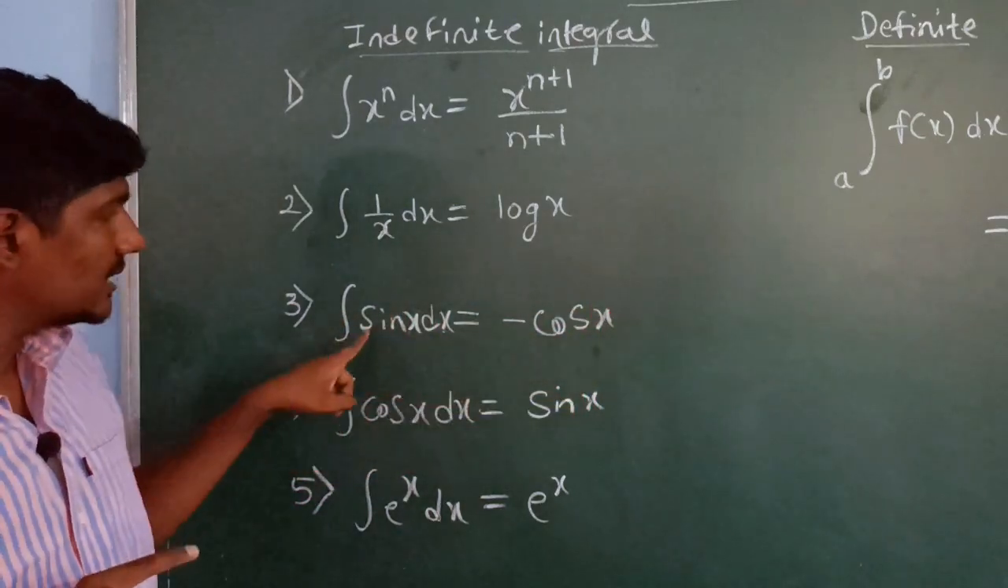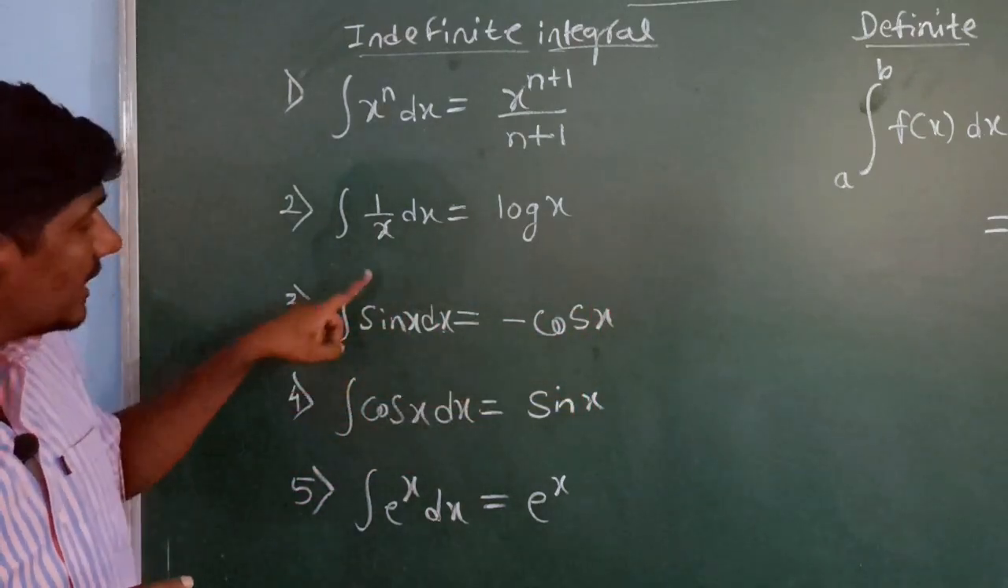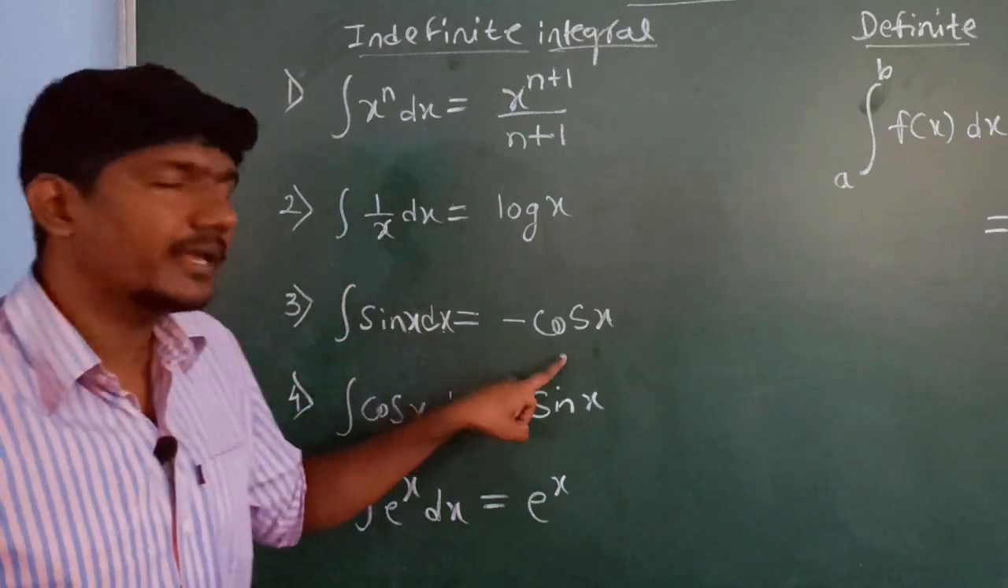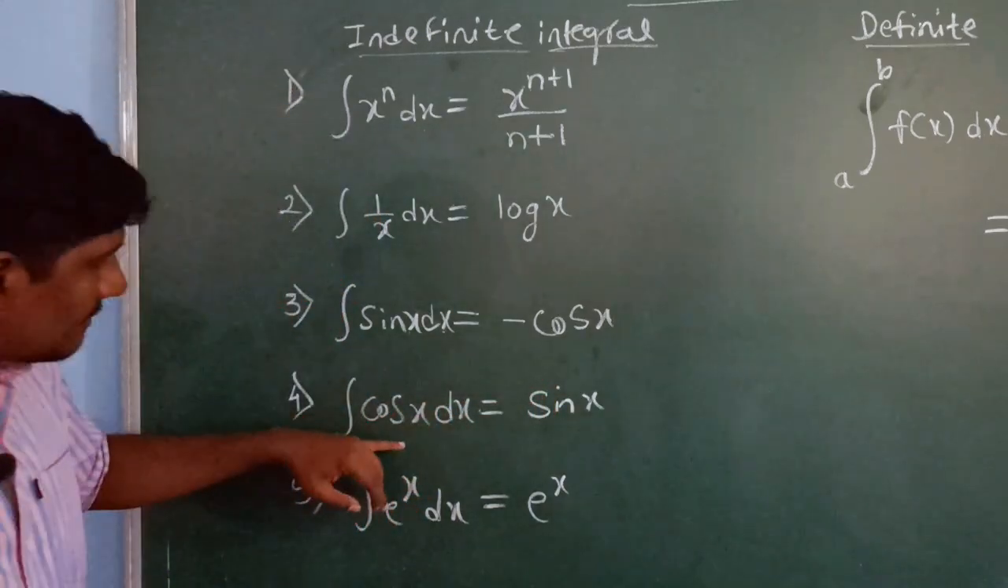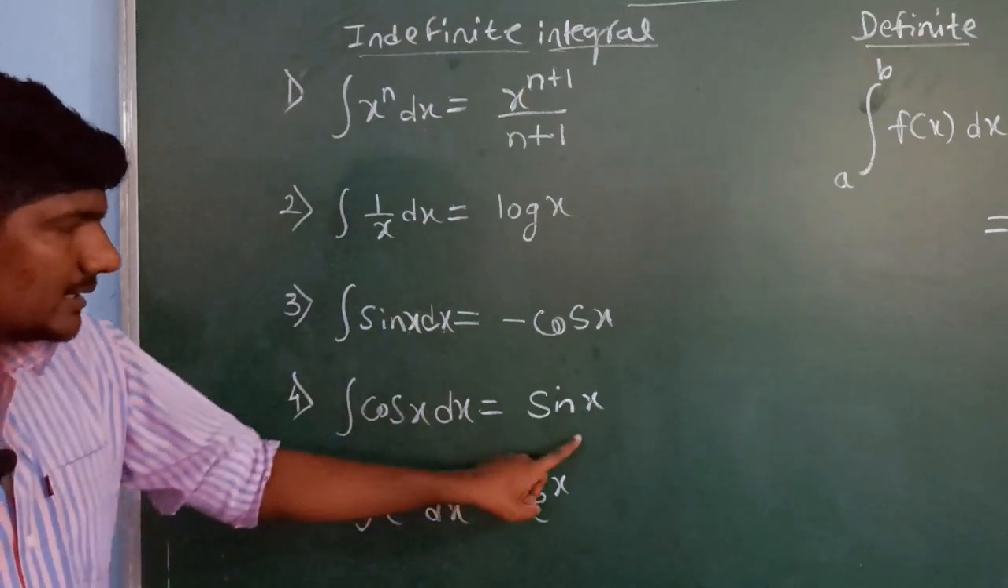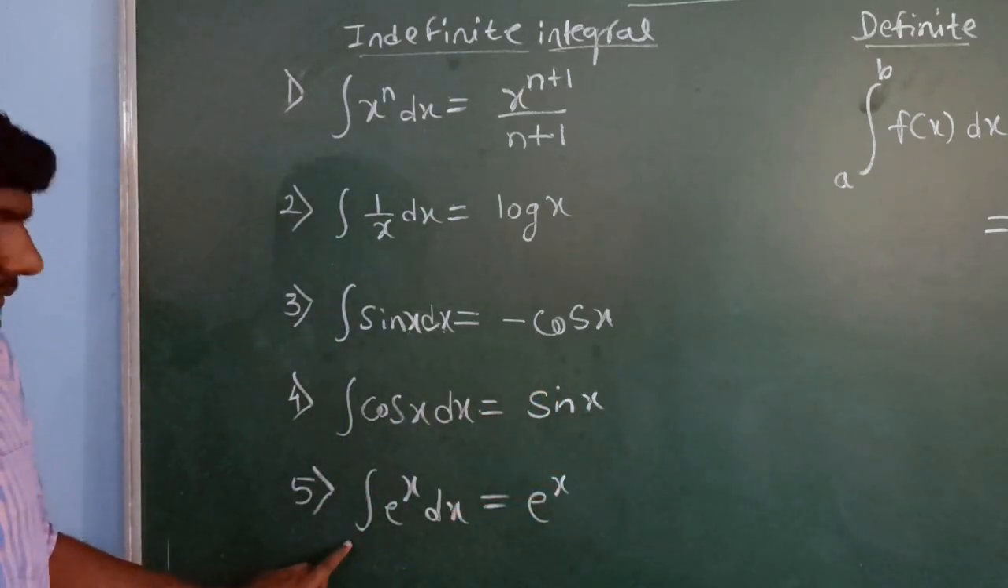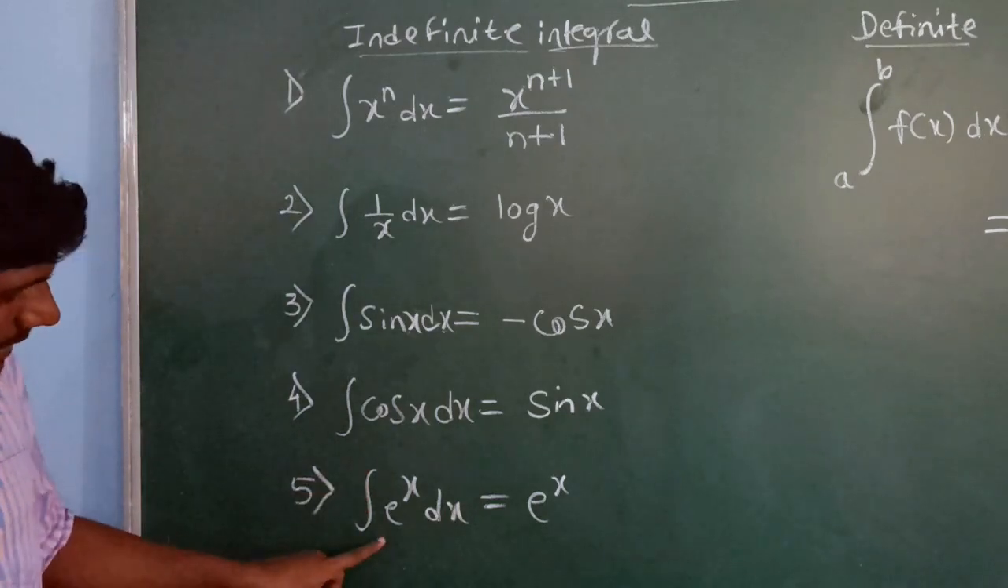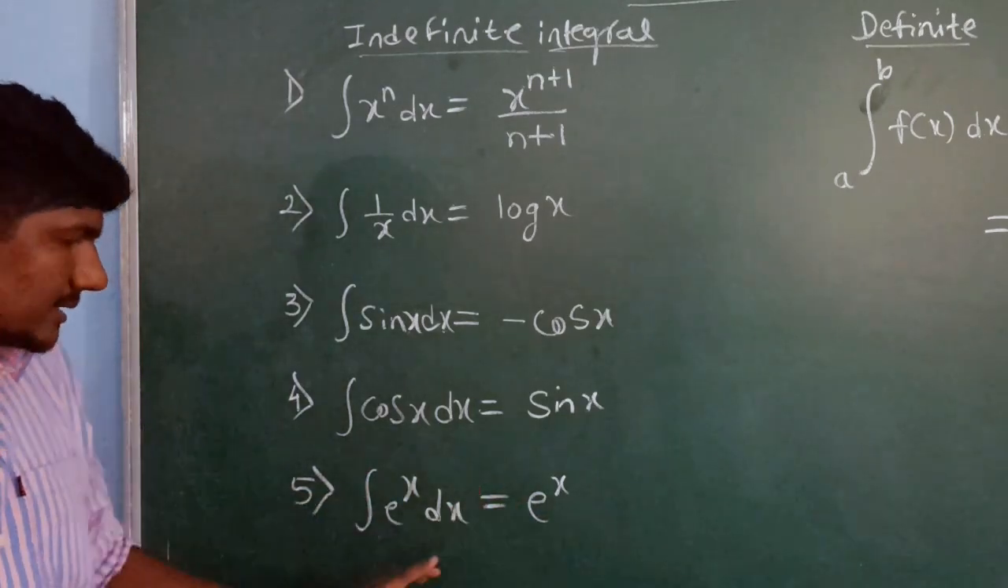Differentiation of cos x was minus sin x. So here integration of sin x is what? Minus cos x. Next, integration of cos x dx is sin x. Fifth one, integration of e raised to x dx is e raised to x.